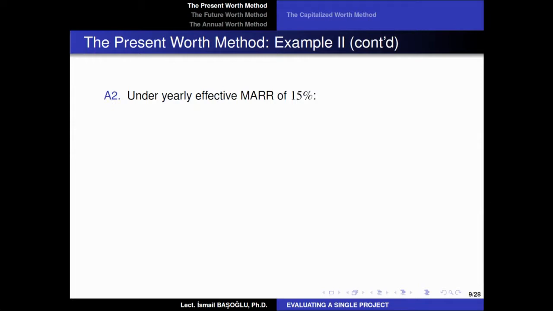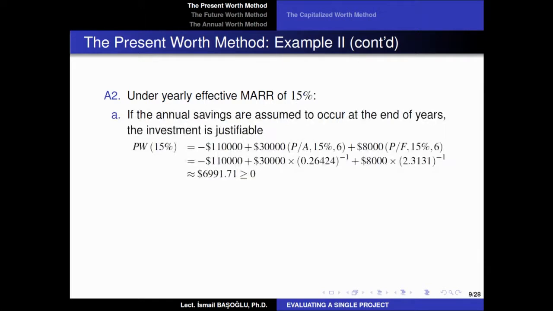Now, the question says the yearly effective minimum attractive rate of return is 15%. And in the first part, we assume that the payments are made at the end of the years. Initially, we will have a cost of $110,000, and because this is a cost, it is negative. At the end of every year, we will have $30,000 of savings, and it is going to occur for 6 years under 15% effective minimum attractive rate of return.